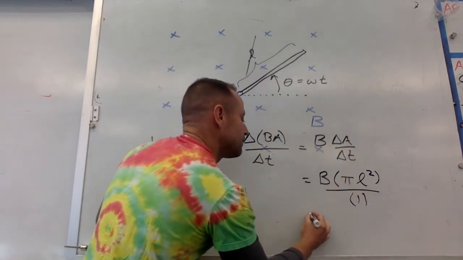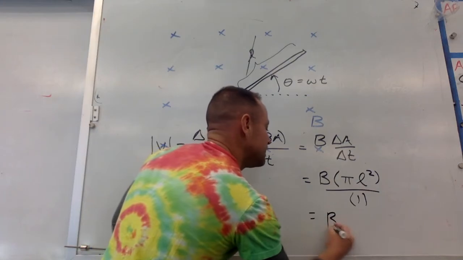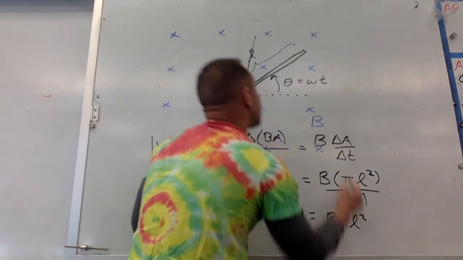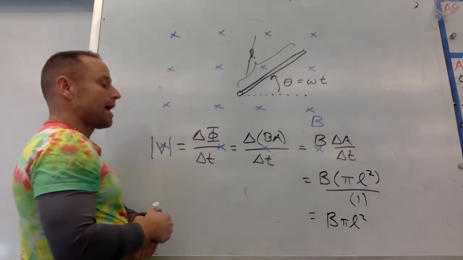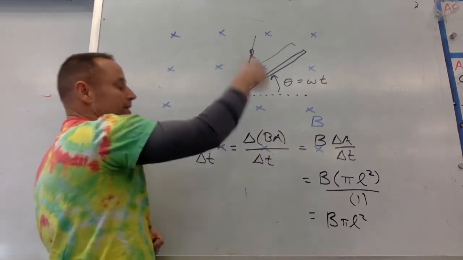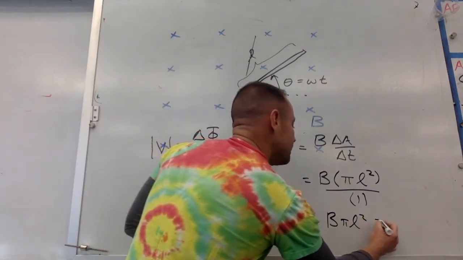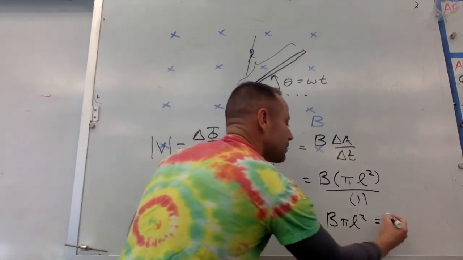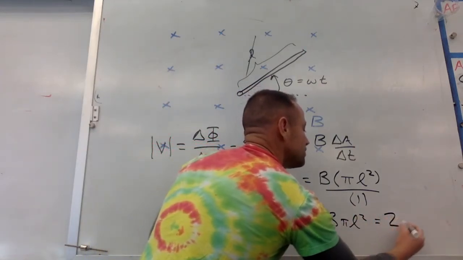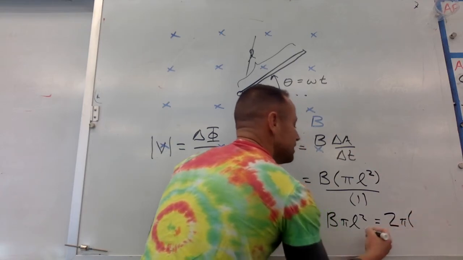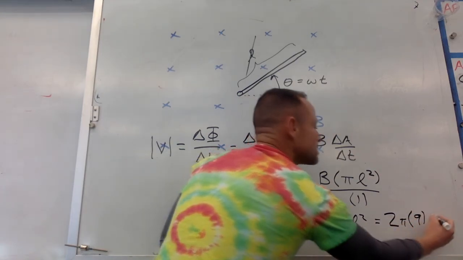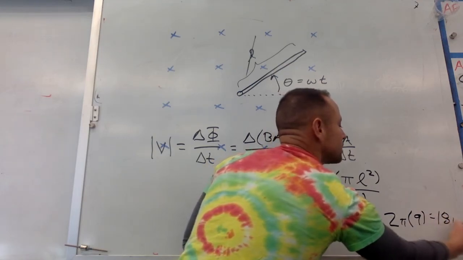And so what you see if you do it this way is you'll get B times pi L squared as the voltage difference between the two ends for this case where the thing is rotating at once per second. And so then in that case, if we just put in the numbers like we did before, field was 2 Tesla times pi times the length squared was 9 because it was 3 squared. So you get 18 pi volts.